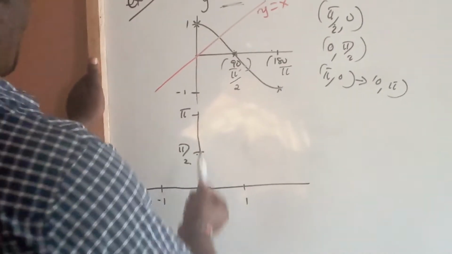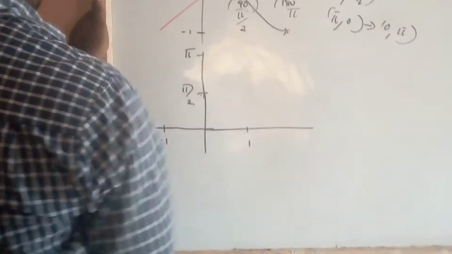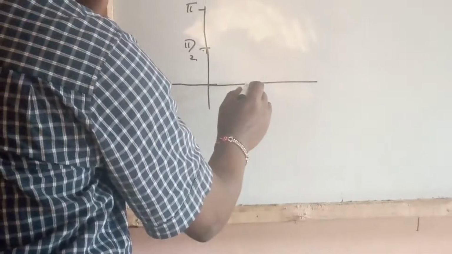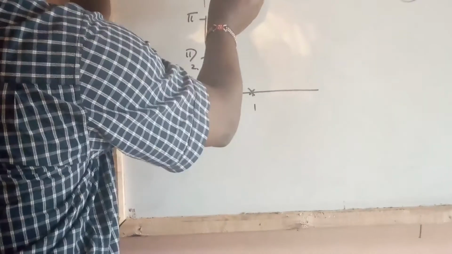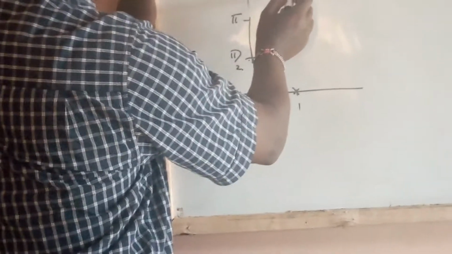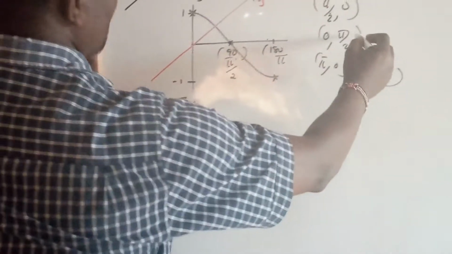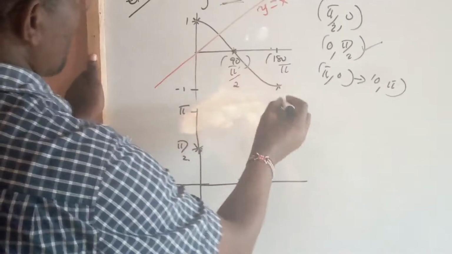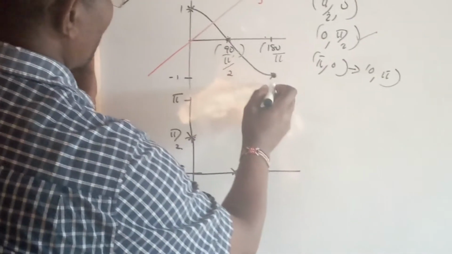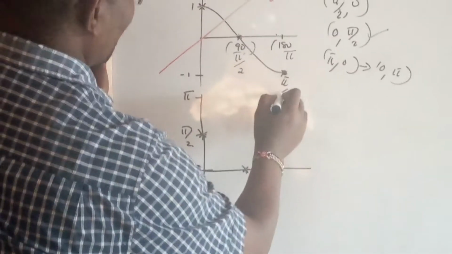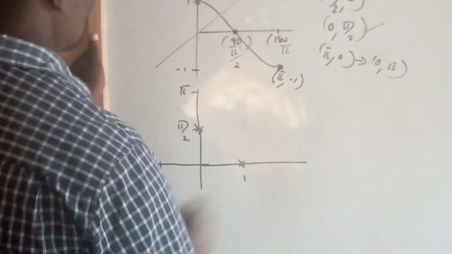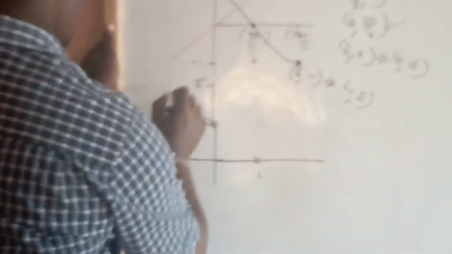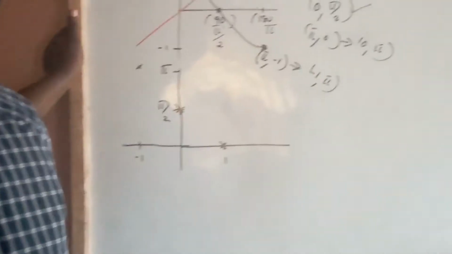Conspicuously, when this point was at 0, 1, it's supposed to be reflected along this line, and it's going to be 1, 0 here. This point is supposed to be pi over 2 or 90, 0. It's supposed to be at 0, pi over 2. This particular point is supposed to be at the coordinates pi, minus 1. It is supposed to be reflected to minus 1, pi.